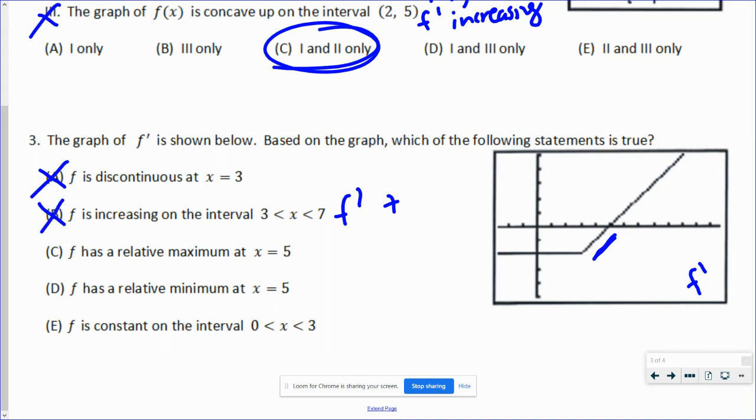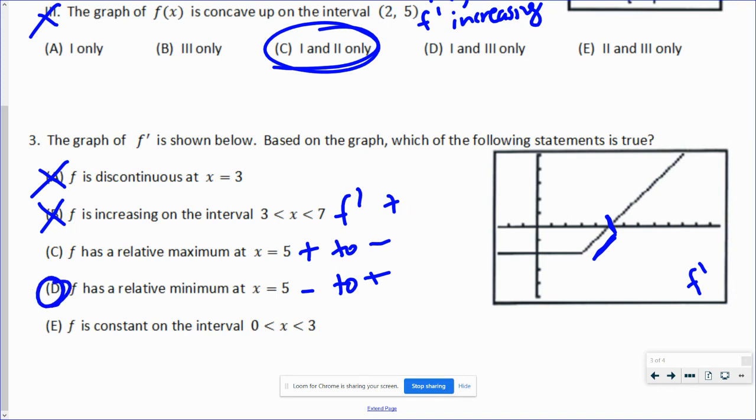From 5 to 7 we are, but from 3 to 5 we are not. Part C, f has a relative maximum at 5. Let's see what's happening at 5. At 5, we are changing signs. In order to be a relative maximum, we'd have to go from positive to negative. But we are changing from negative to positive, which happens with D.